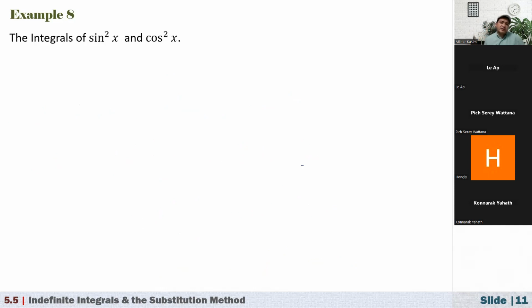All right. Example 8. Integrals of sine squared of x and cosine squared of x. Now you will see that integrating powers of trigonometric functions, like here we have the simple ones, sine squared and cosine squared of x, in general is not that easy. Not easy means it's not so difficult, but it's not short. In one or two steps, you cannot get the answer.